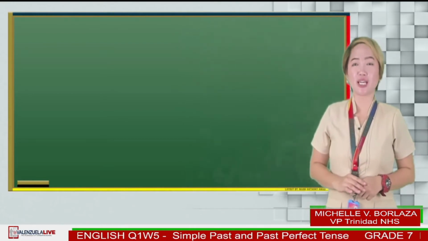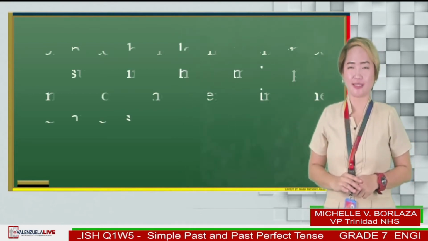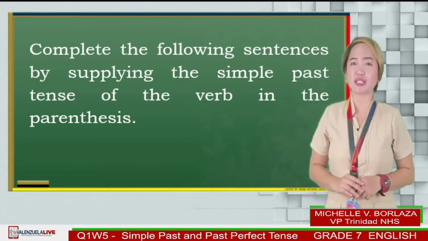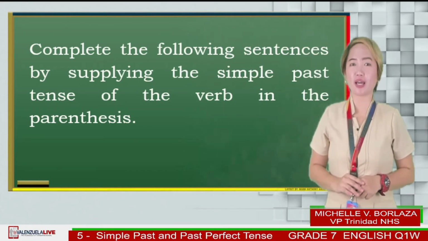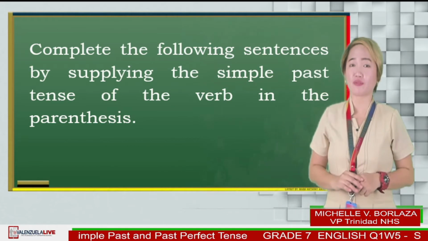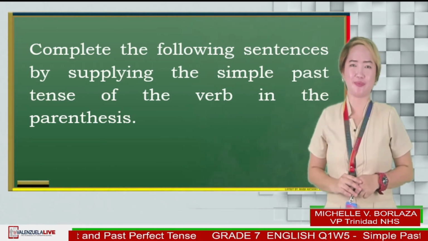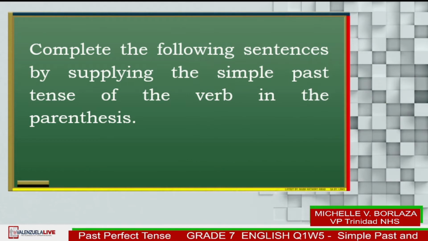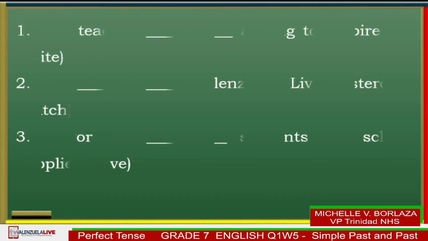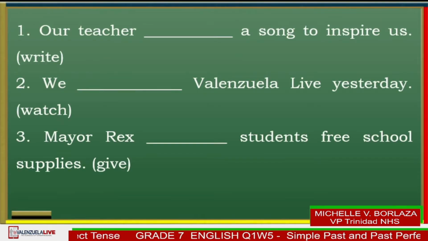Let us now see how much you understand. Complete the following sentences by supplying the simple past tense of the verb in the parentheses. Let's begin. Number 1. Our teacher planned a song to inspire us. The given verb is write.